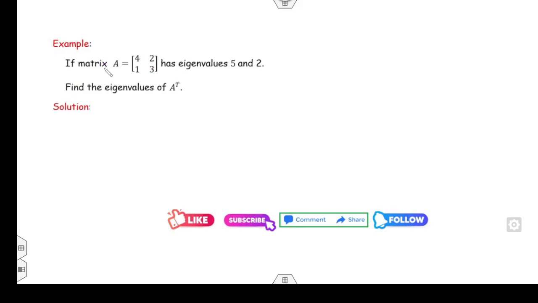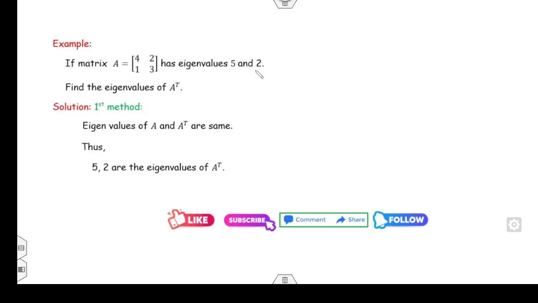If I say the matrix A has the eigenvalues 2 and 5, can you find the eigenvalues of A transpose? Again, I will tell you two different methods. First method is by using the property. Second is by using the definition. Now, because A and A transpose have the same eigenvalues, therefore A transpose also has 5 and 2 as eigenvalues. The second method is we can calculate it. Firstly, what is A transpose? A transpose will be 4, 2, 1 and 3.